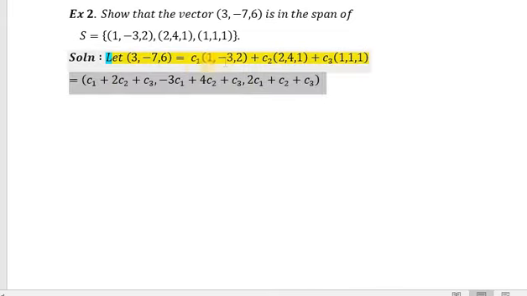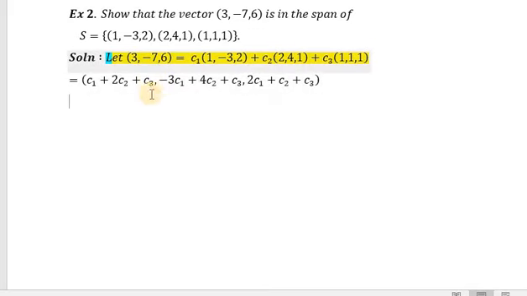So we get C1 times 1 plus C2 times 2 plus C3 times 1, which is nothing but the first term, C1 plus 2C2 plus C3. Then multiplying C1 with the second term, -3C1, C2 with the second term, 4C2, C3 with the second term, C3. So the second term of the resulting vector is -3C1 plus 4C2 plus C3, and similarly the last term is 2C1 plus C2 plus C3.